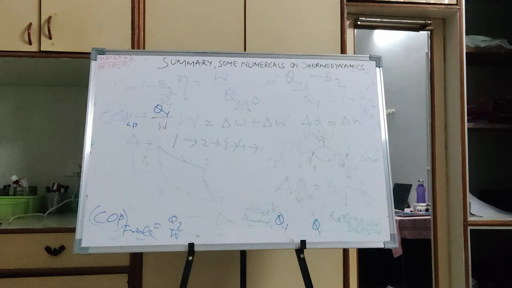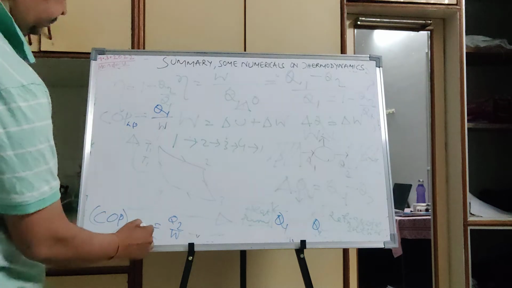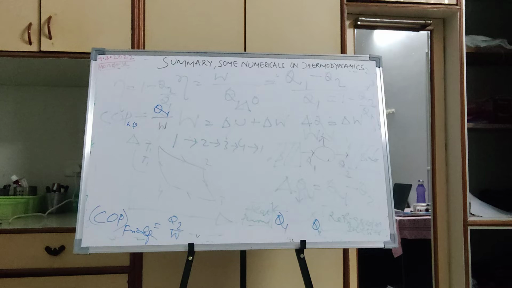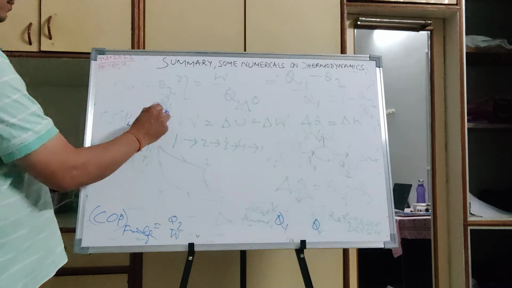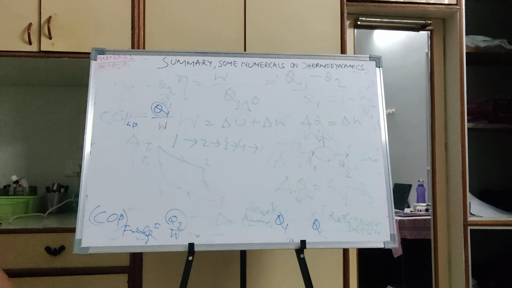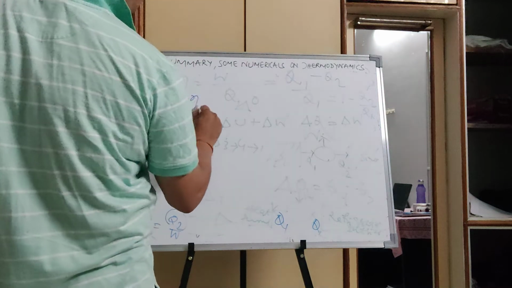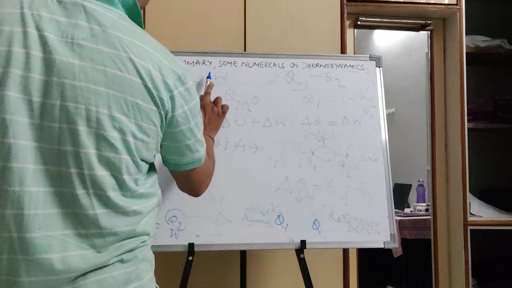So remember always, your intention in a refrigerator or heat pump is either Q1 or Q2. That is the intention. That is the goal. That's why that has to be in the numerator. Work done has to be in the denominator. Right? Clear?